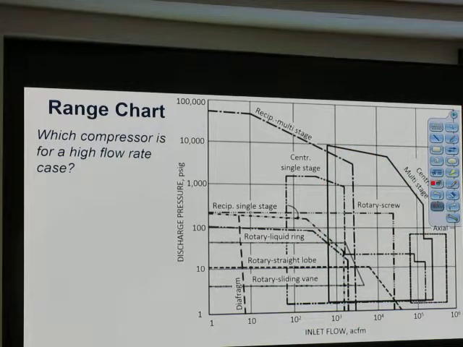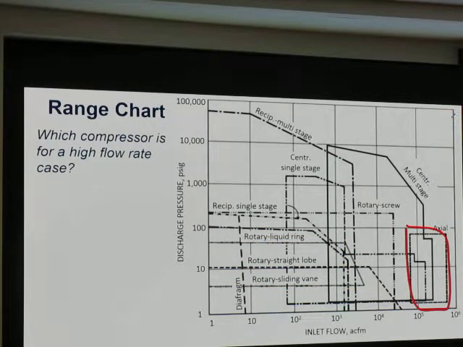Of course, we have rotary sliding vane, rotary straight lobe. Okay, we have several types: axial, screw, and so on. Okay, this is a chart to use as a guideline. All right.